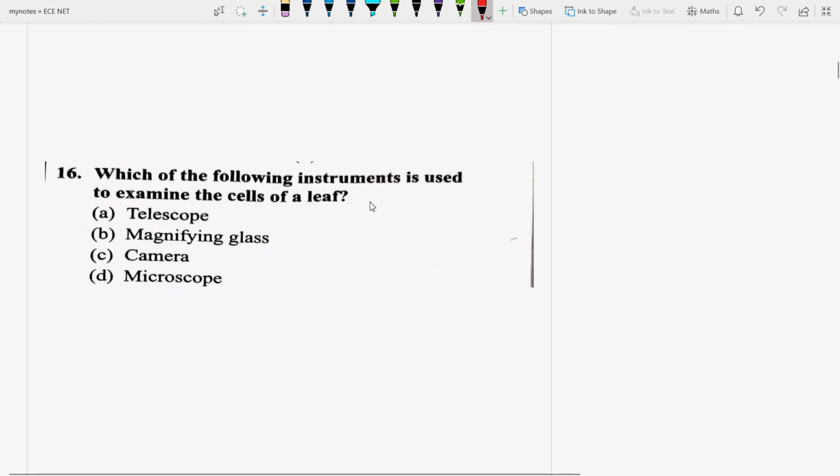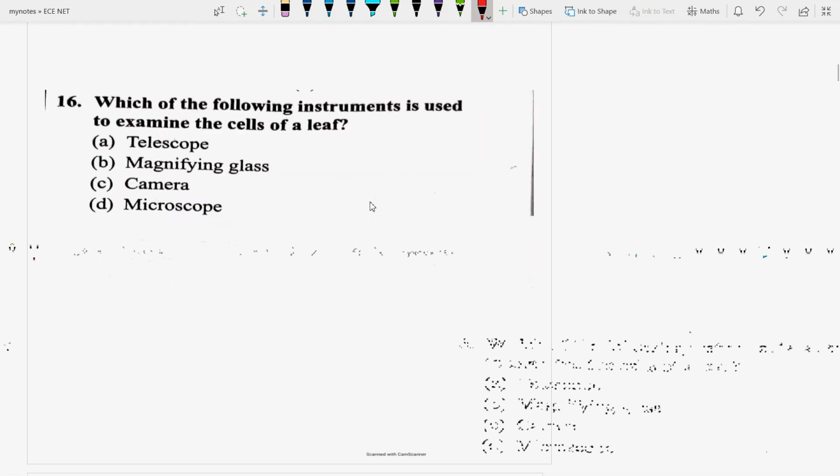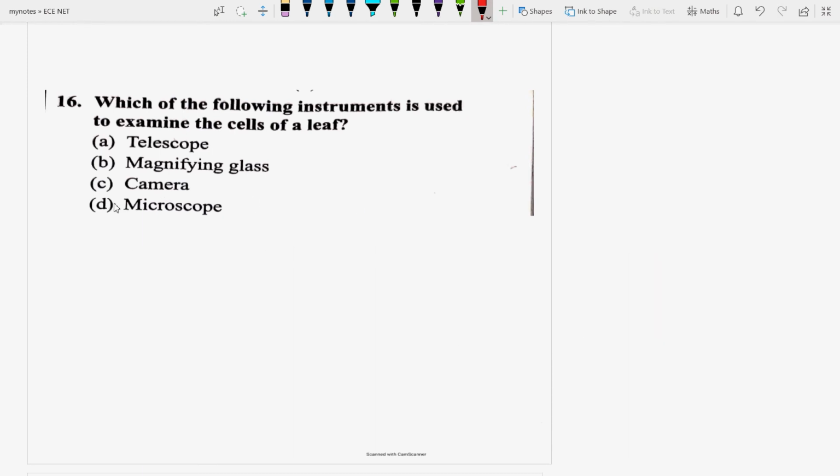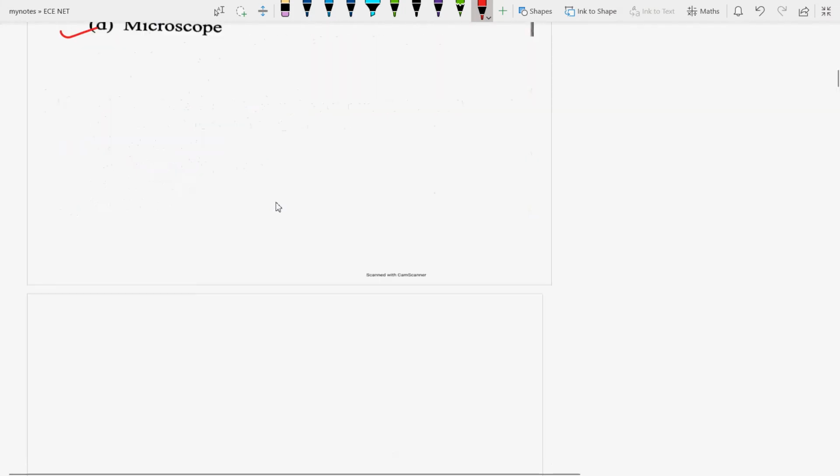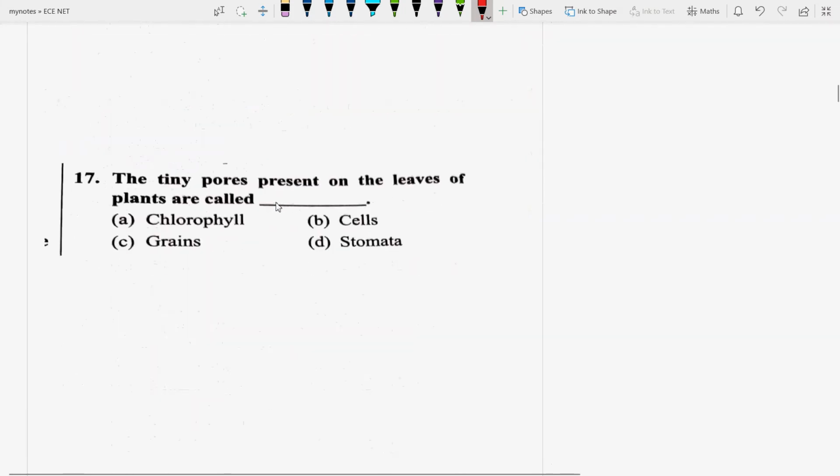Next, which of the following instruments is used to examine the cells of a leaf? Telescope, magnifying glass, camera, microscope. Microscope, it is that instrument with which you can examine the cells of a leaf. If you put any leaf structure under the microscope, then you will be able to see so many dark spots inside the leaf, or you will see the entire structure of the leaf. This is called a cell. Okay, the tiny pores present on the leaves of the plants are called chlorophyll, no; cells, no; grains, no. It is stomata.